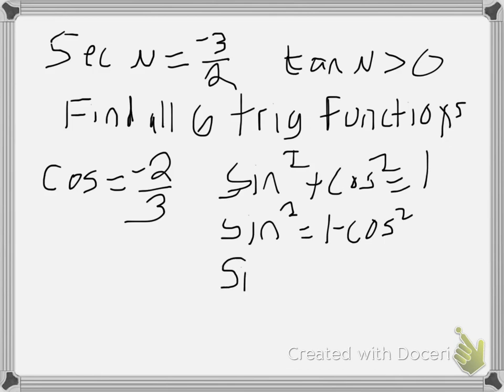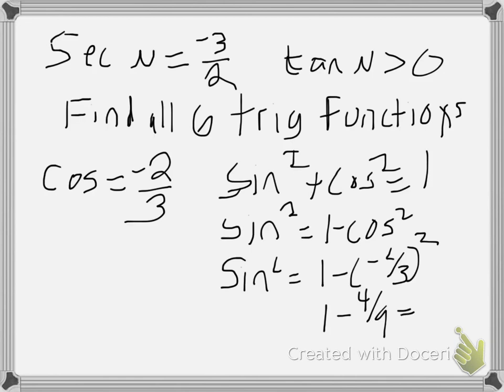So we have sine squared equals 1 minus negative 2/3 squared. So that gives me 1 minus 4/9, so that equals 5/9. Or in other words, the sine is equal to the square root of 5 over 3. If you have any questions on how I'm coming up with that, it's just math. That's all it is. All right.